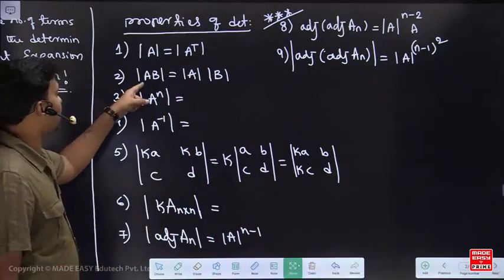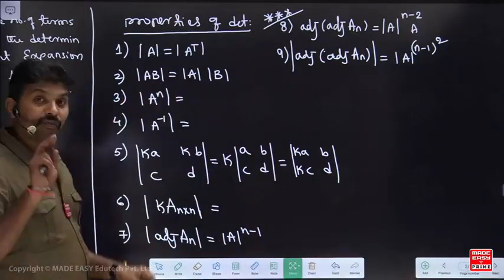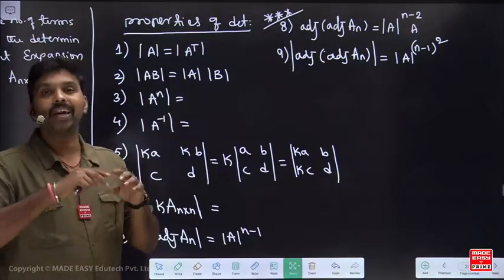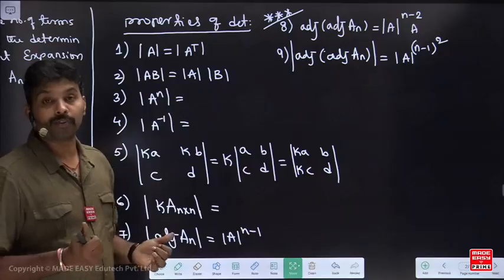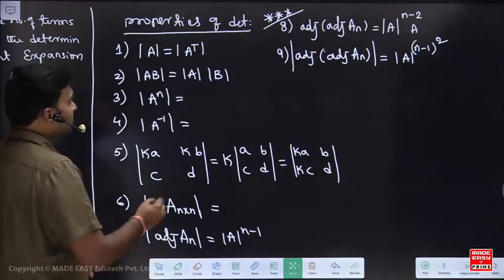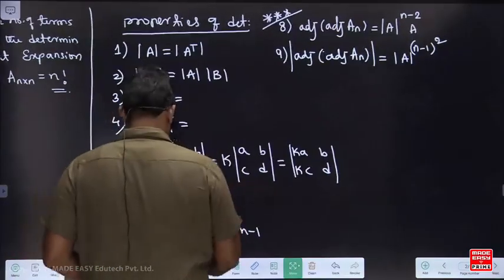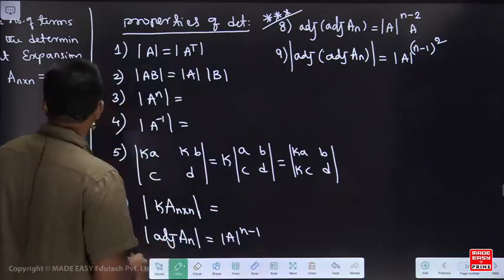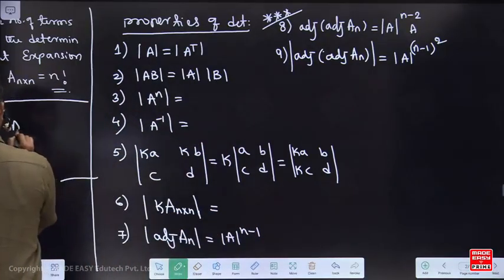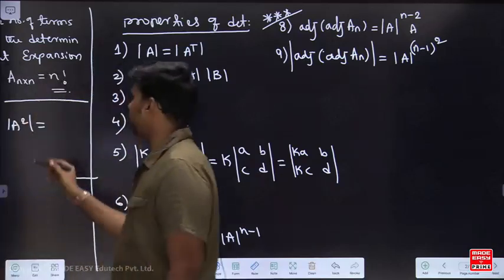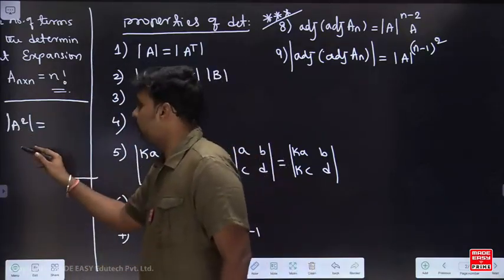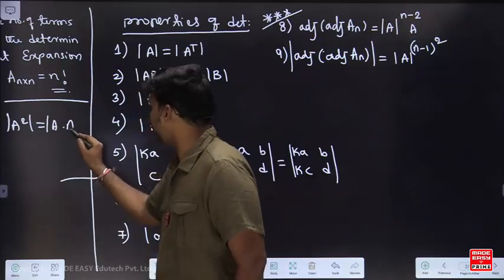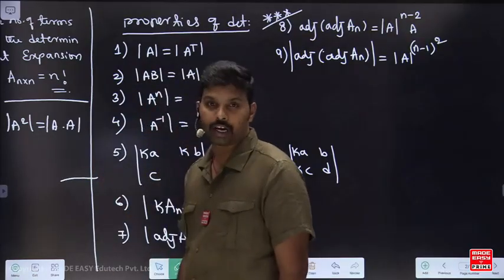Now the second one is that the determinant of the product of two matrices is equal to the product of their determinants. Suppose, using this point, see beta, what about mod A square? How do you find the mod of A square here? So mod of A square can be understood as mod of A into A here. Correct or not? Correct.